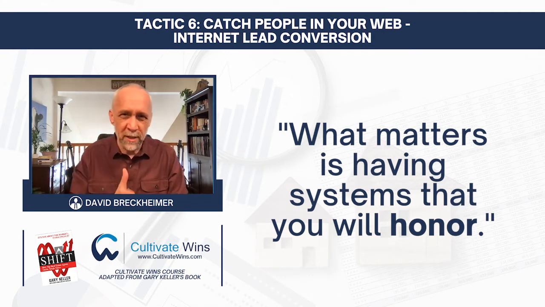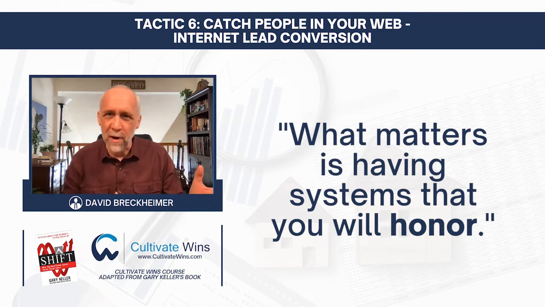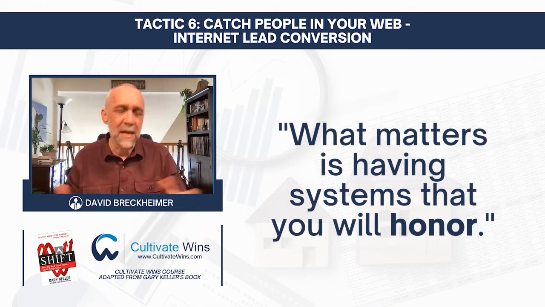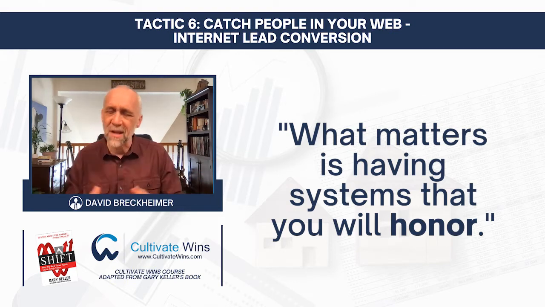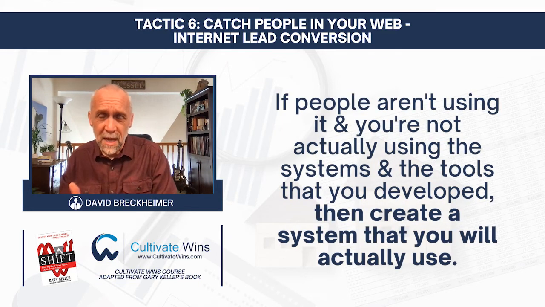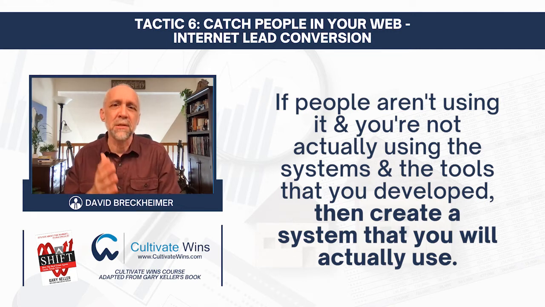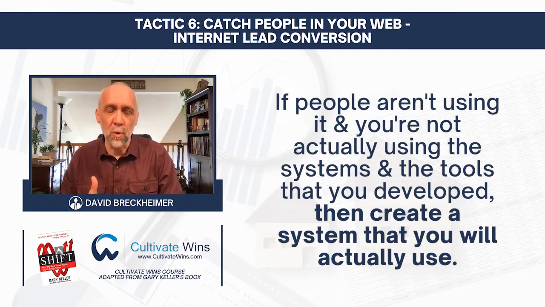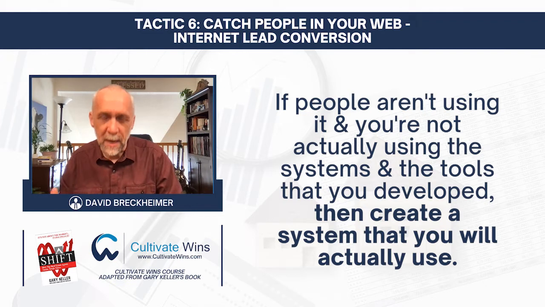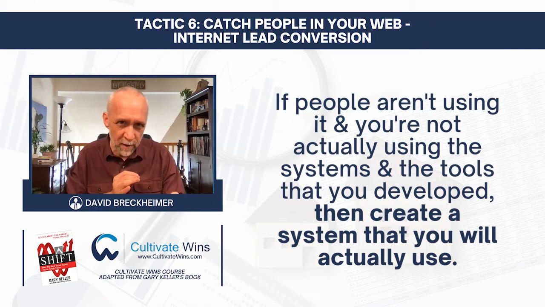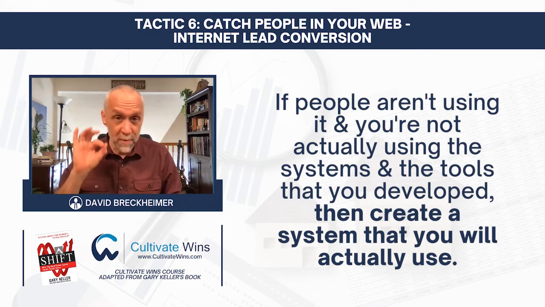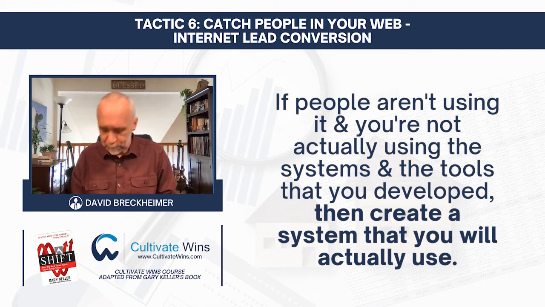Okay, so when you're building out your systems, I don't care if you have a great system. I don't even care if you have great tracking. I don't care if you have great hashtags. I don't care if you have a great way of categorizing everybody. If you're not actually using the system and the tools that you have developed, then you need to go back to square one. You need to develop systems that you will actually use. Okay, so that's the key to the systems part of it. But I agree with them, you have to have systems and you have to track. That's going to come a little later in that chapter.